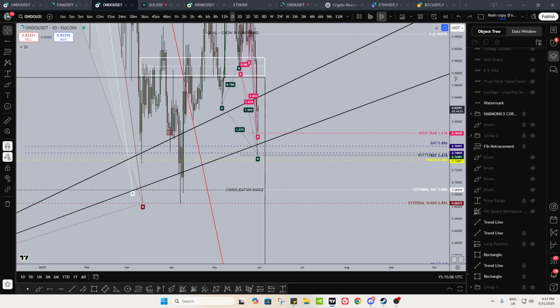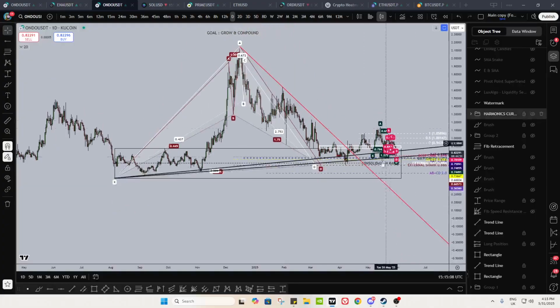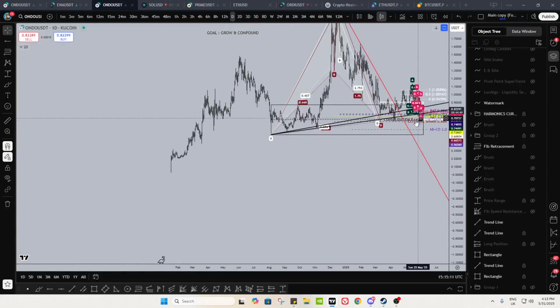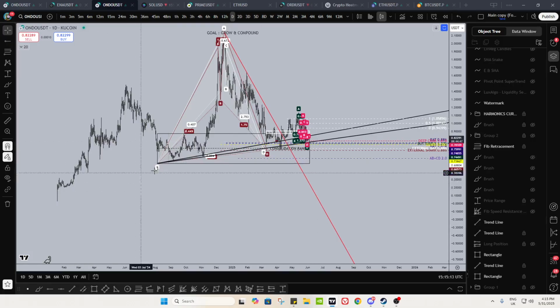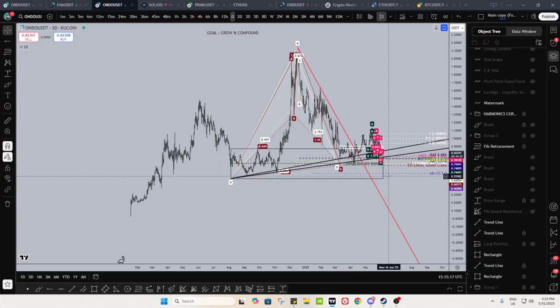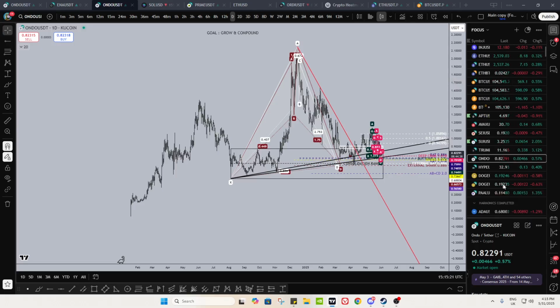Ondo, another one that looks amazing, right? The RWA better than this one. Look at the structure for this. Like, not many cryptos are doing this right now. Like, literally, this thing's got very good structure on the higher time frame. So as long as this holds, I'll be Gucci for Ondo. Okay. So Ondo looks really good too.